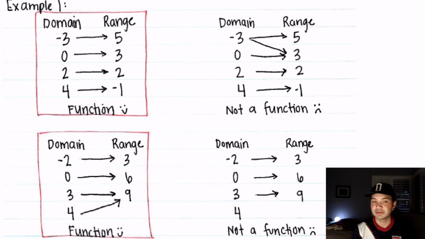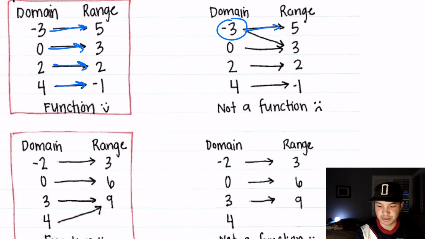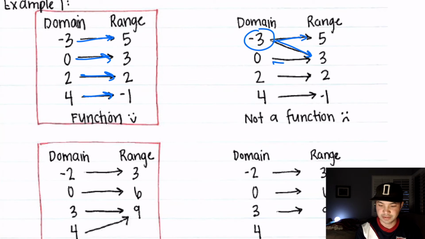So back to the definition of a function that assigns one output to one input. Here, one input, one output, one input, one output, one input, one output. That's a function. What's not a function is, see this -3 here? That's your one input, but it goes to 2 different outputs. It goes to 5 and 3. That is not a function. Everything else is fine, but if one input has 2 different outputs, it's automatically not a function.